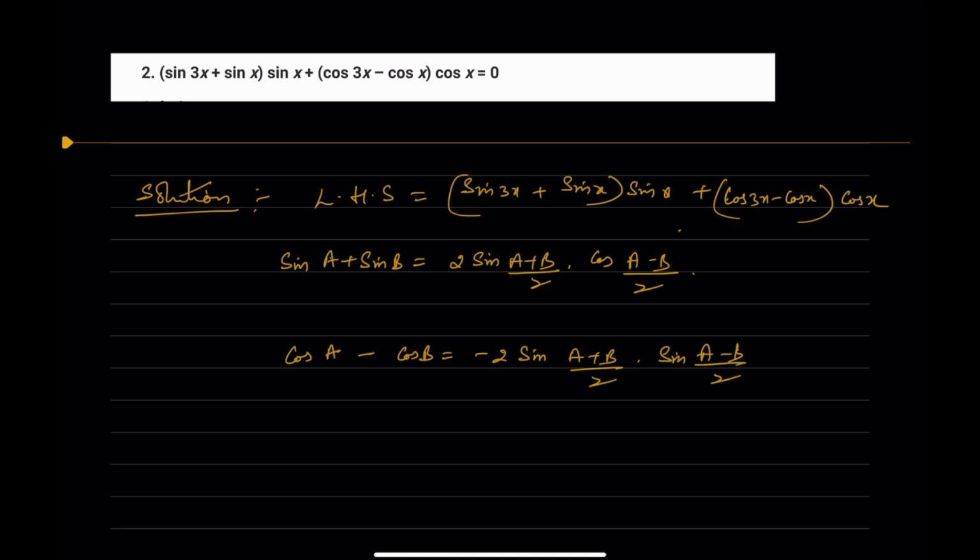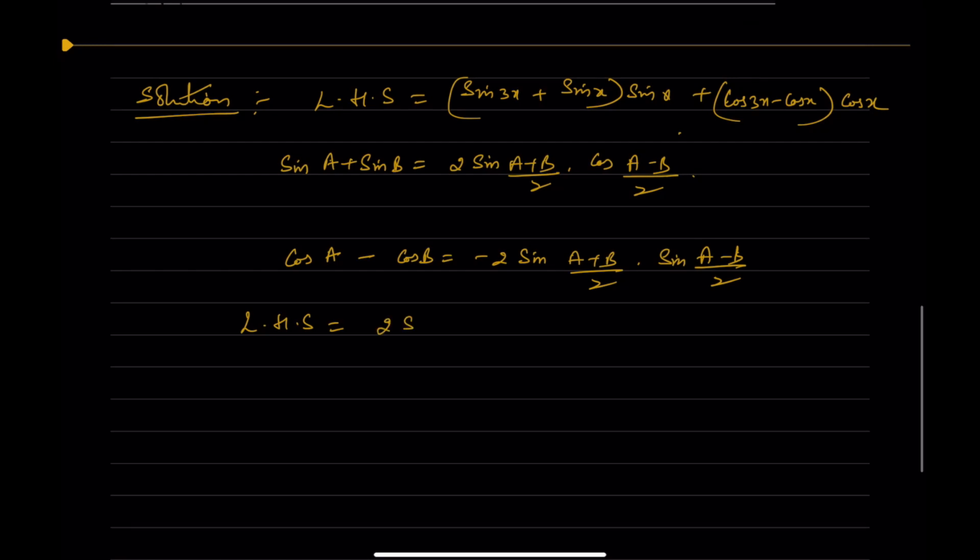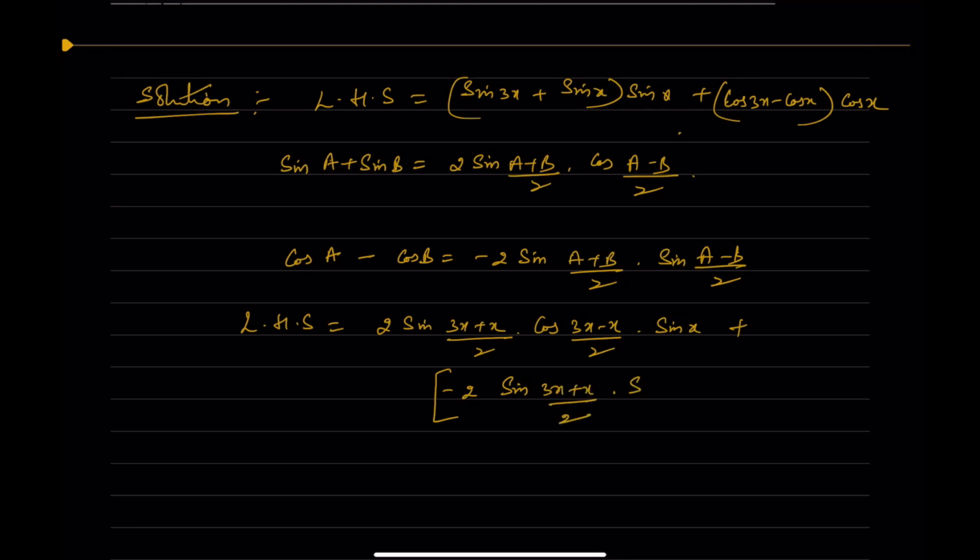So now using this formula, we'll write down the above. LHS is equal to 2 sin 3x plus x by 2 into cos 3x minus x by 2 into sin x plus, here you have to write it because it's minus, so minus 2 into sin of 3x plus x by 2 into sin of 3x minus x by 2 into cos x.